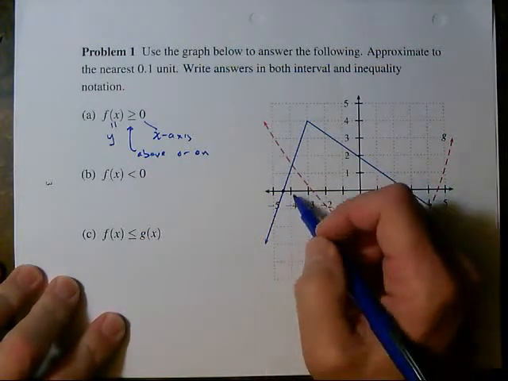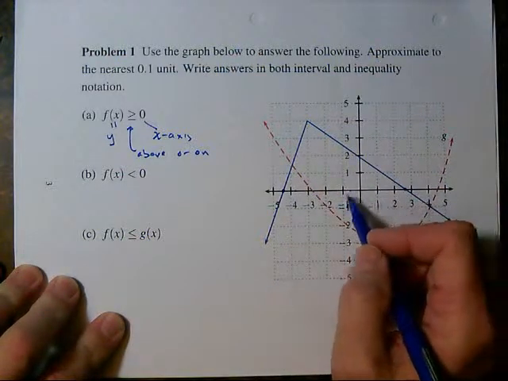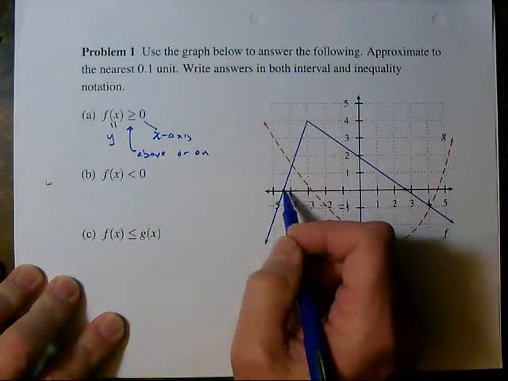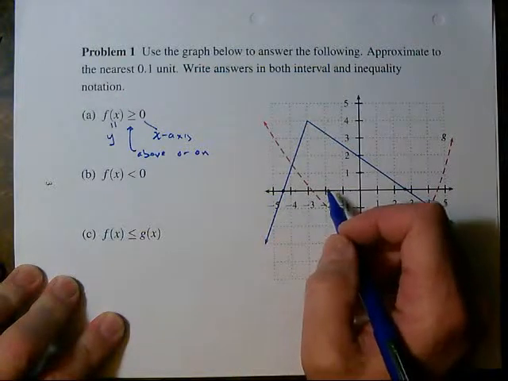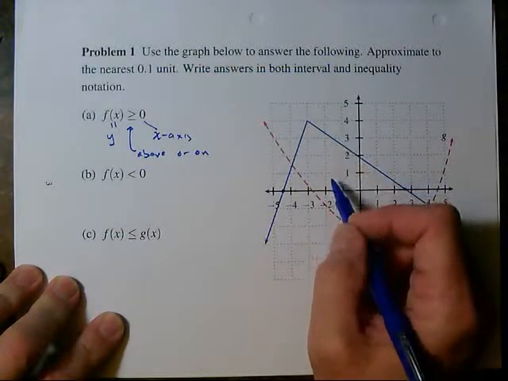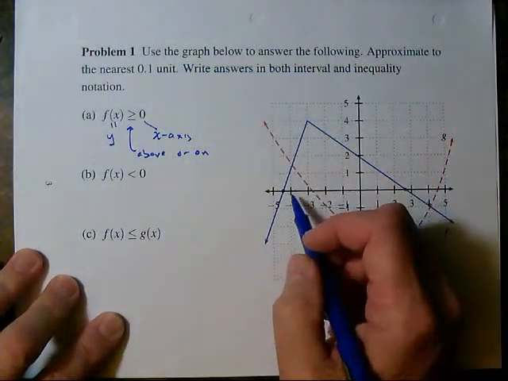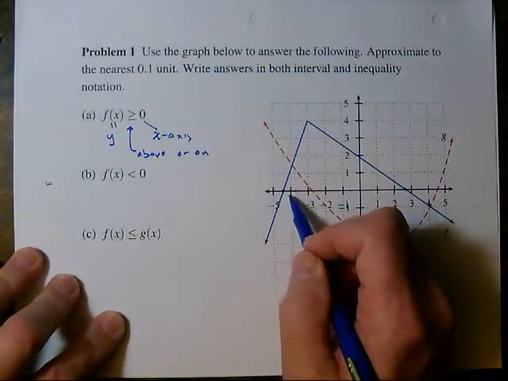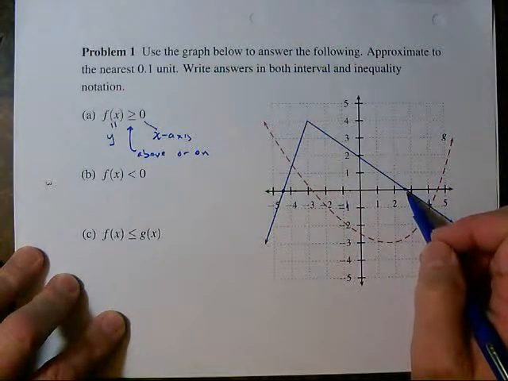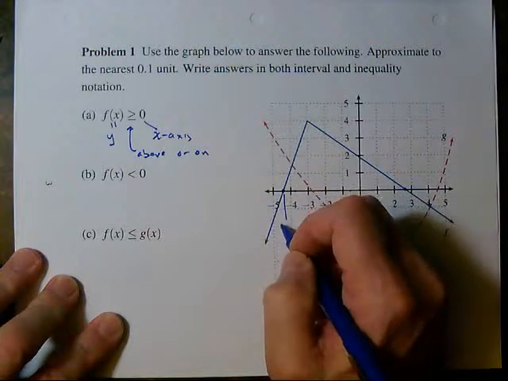You have two x-intercepts. So all the x's in between will solve this inequality. If I pick any of these x's between here and here, and I find f of x, I will find a number which is bigger than or equal to 0. So this x will solve that inequality. So my solution will be all the numbers between approximately negative 4.5 and approximately 2.7.